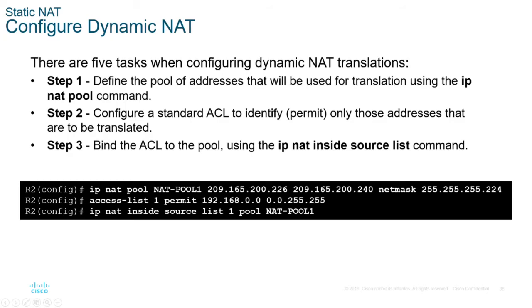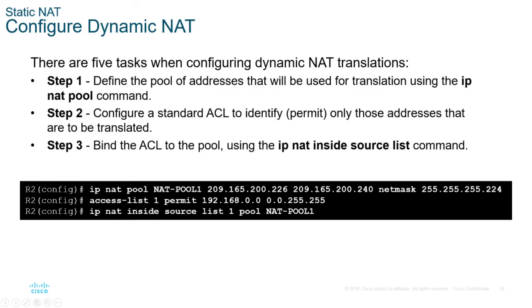But instead of saying IP DHCP pool and then the pool name, what we use is IP NAT pool and then the pool name that we create. And then we specify the range of addresses that we're going to be allowing to be translated. So what the pool actually is, and this is our public facing side of the pool, and then the netmask and how big it is.